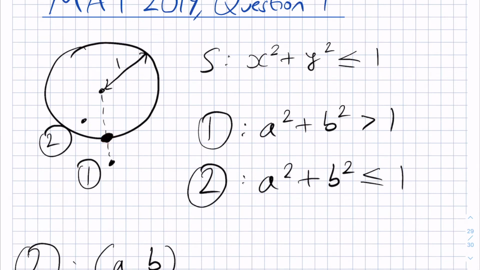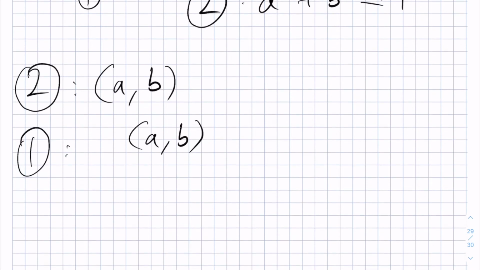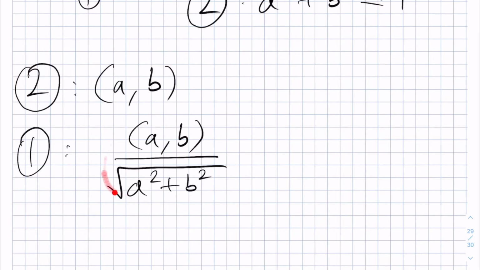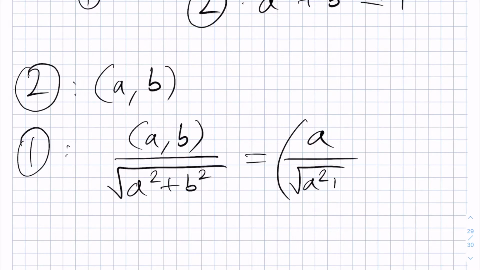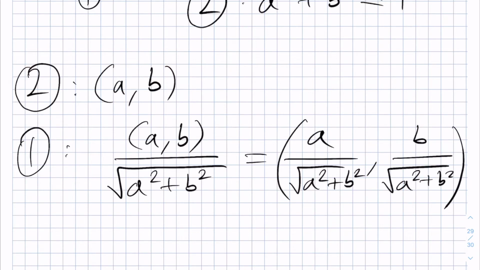Well, the points on the edge of this disk are characterized by the fact that their x squared plus their y squared is exactly equal to 1. And therefore, we divide by the square root of a squared plus b squared, because then this point overall, which we can write as a divided by the square root of a squared plus b squared, and b divided by the square root of a squared plus b squared, will then have a distance of 1 from the origin.